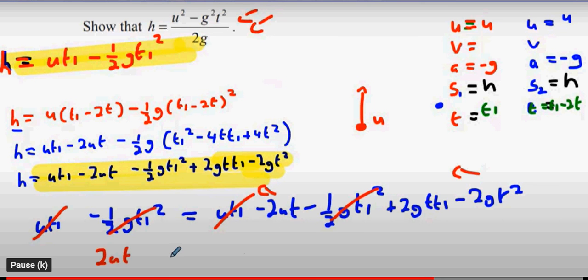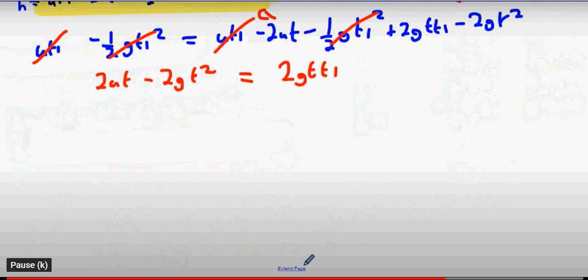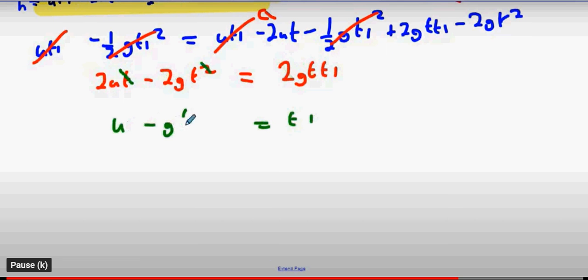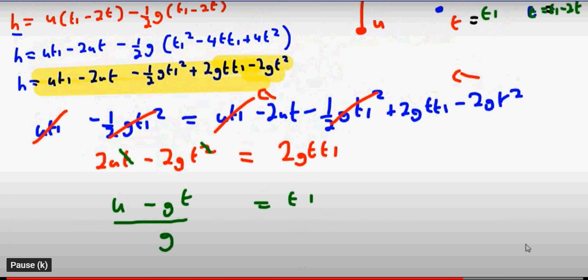Okay, so 2ut minus a half 2gt squared equals 2g t1. Okay, so I moved the two of them to the left and left the 2g t1 on the other side. Now, what we're going to do is cross out the t's, and then cross out the 2's. Okay, and then what we should get next is t1 equals u over gt all over g. Now, that's the way the answer is for the t1.